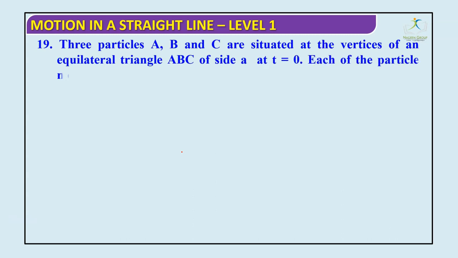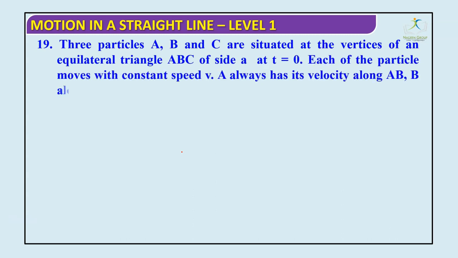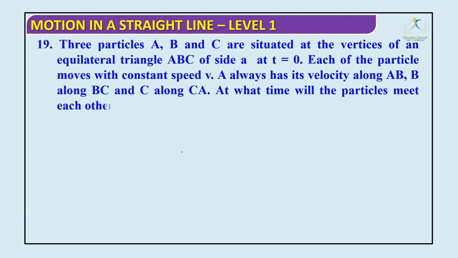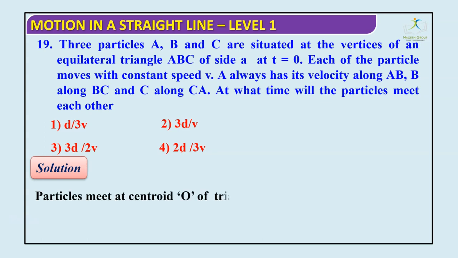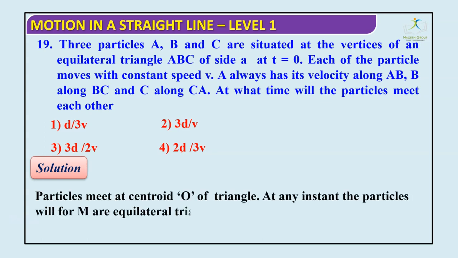Now, next question is, three particles A, B, and C are situated at the vertices of an equilateral triangle ABC of side d. At t equals 0, each of the particles moves with a constant speed v. A always has its velocity along AB, B along BC, and C along CA. At what time will the particles meet each other? d by 3v, 3d by v, 3d by 2v, 2d by 3v.